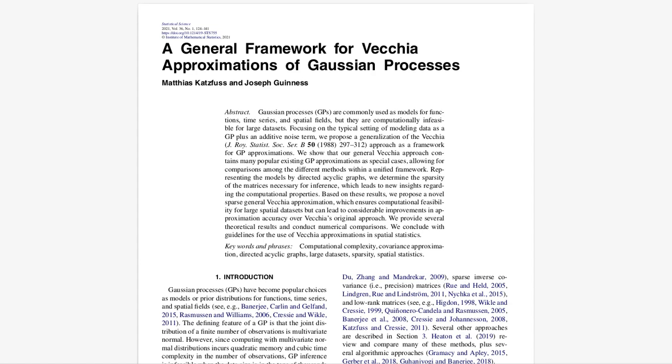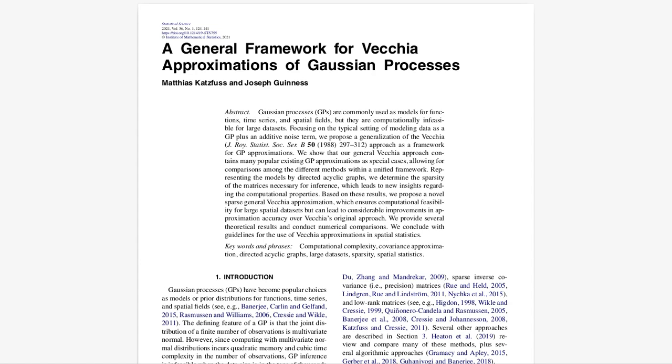So Katzfus and Guinness talk about this problem of quadratic memory and cubic time complexity. What in the world does that even mean? Well, imagine you're searching through a list, and the longer the list gets, the longer it's going to take. With traditional Gaussian processes, as your data set grows, the time and memory required to do the calculations increases at an even faster rate. Wow. It's like that list is growing exponentially. So Vecchia approximations come in to streamline things. Exactly. They're strategically choosing which data points are most relevant, kind of like finding the key pieces in that jigsaw puzzle that hold each section together. Got it. So it makes it more manageable.